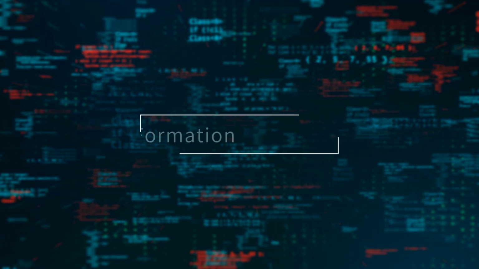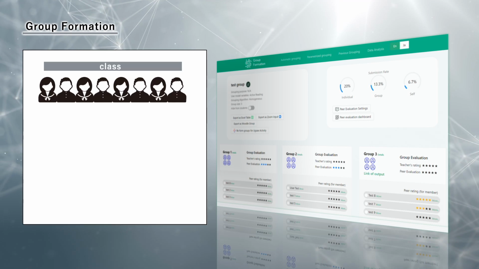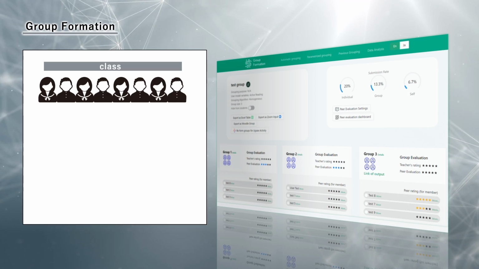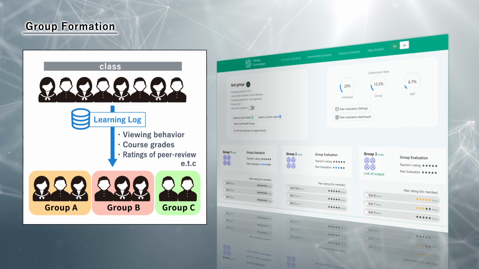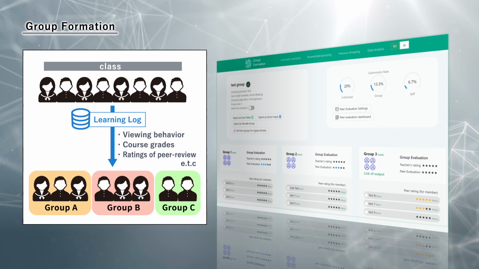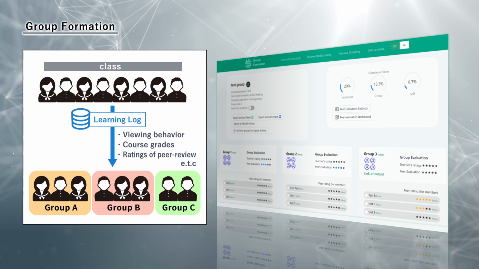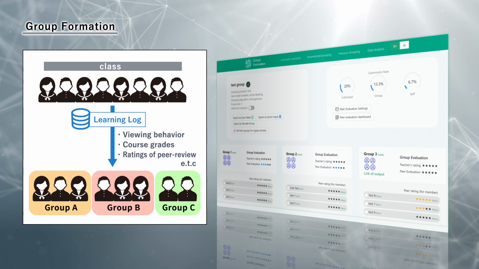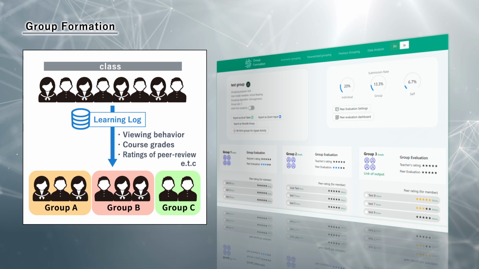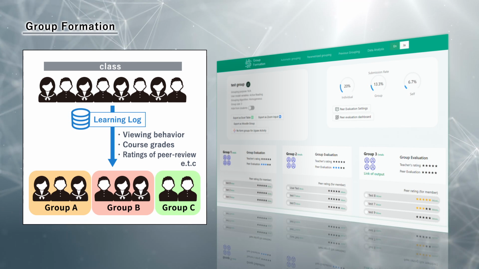The first function is group formation. The group formation function can automatically form groups based on each learner's learning logs accumulated in the class. Specifically, the learner's viewing behavior, grading, and the results of peer evaluation in the past are used as features to form groups of students that have the same or different characteristics.